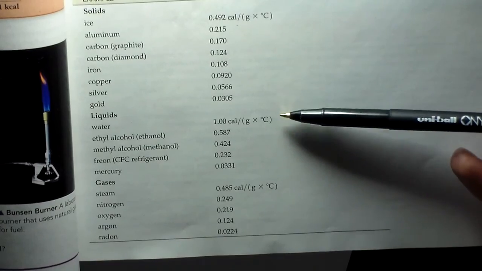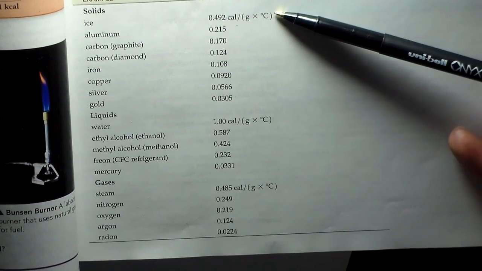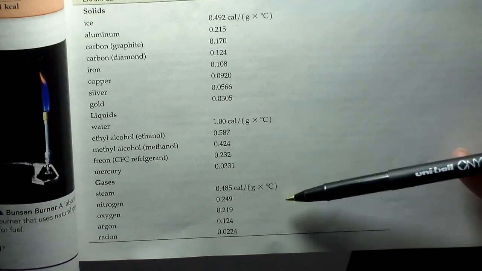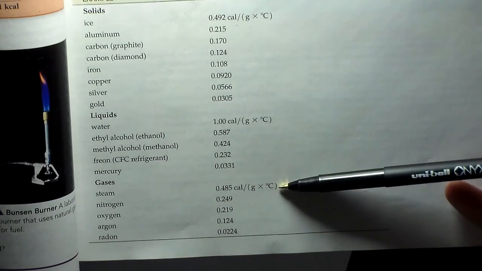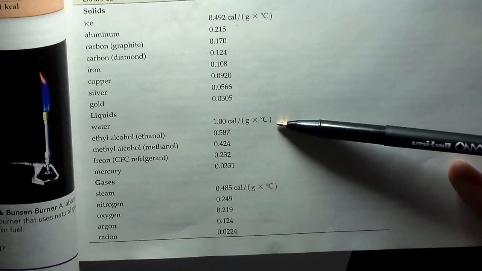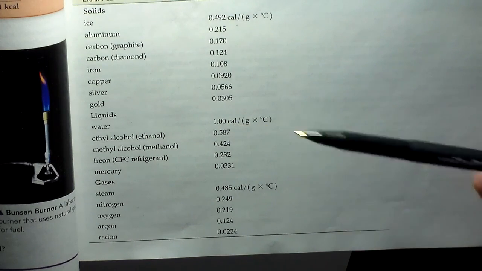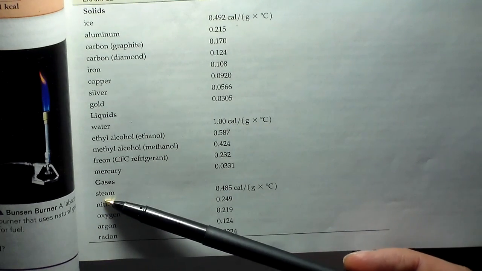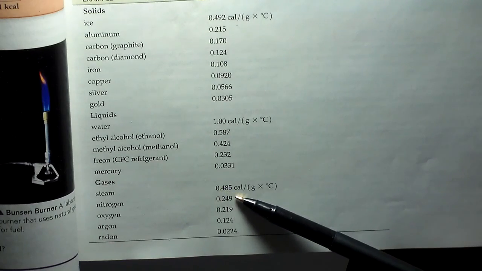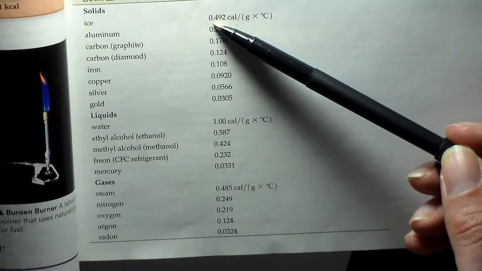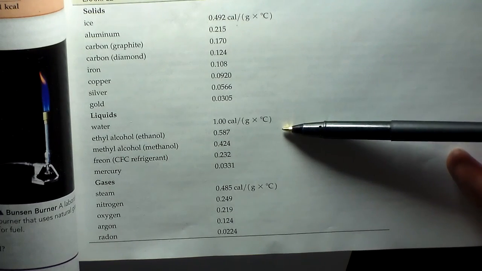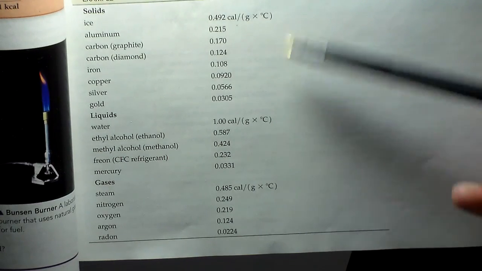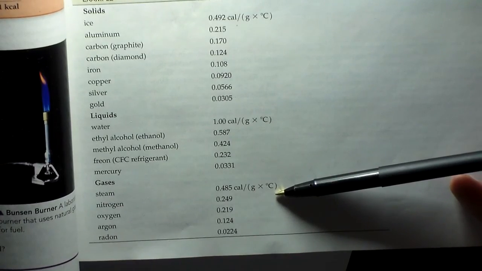Also, what's important to note here is that the specific heat depends not just on what it's made of, but also on the phase it's in. So liquid water is 1 calorie per gram degree Celsius. Gaseous water, or steam, is 0.485, and ice is 0.492. So ice and steam are about half the value of liquid water. The phase of your substance is very important there.